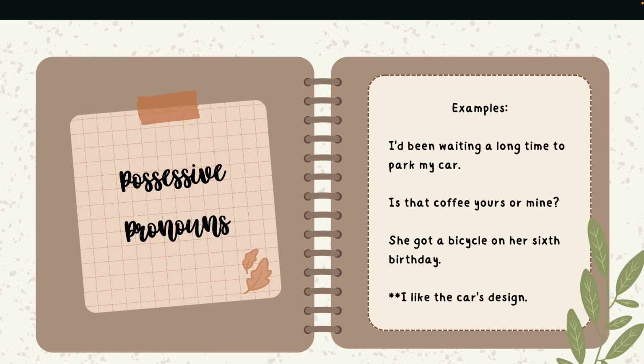So we have here a few examples. I'd been waiting a long time to park my car. Is that coffee yours or mine? She got a bicycle on her sixth birthday. I like the car's design.